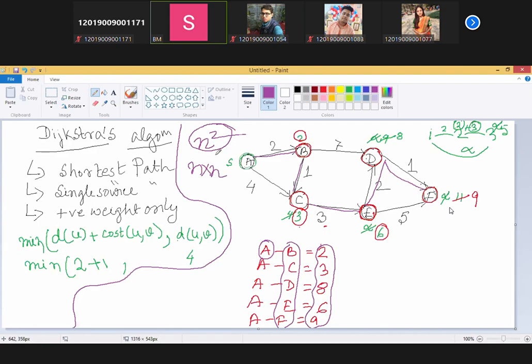If I use Dijkstra for all sources, this will be n into n square, which will be n cube. So for doing all source shortest path using Dijkstra, it will give n cube, which is a very high time complexity level. And what is the drawback? That it works properly only for positive weights.